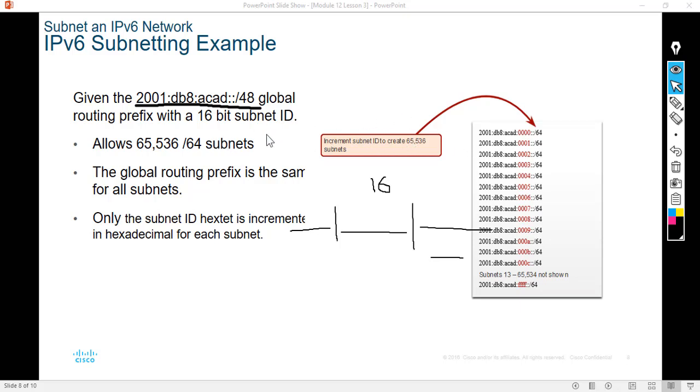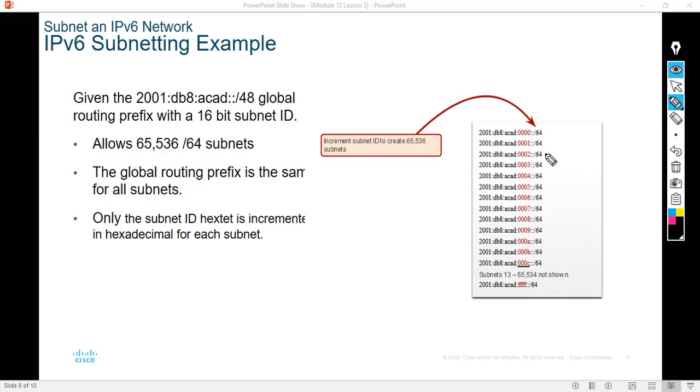When you look at the 16 bits available, that will allow up to 65,000 /64 subnets. So the global routing prefix in this case is the same for all the subnets. Only the subnet ID hextet is incremented in hexadecimal for each individual subnet. Have a look at this diagram. We start off with ACAD:0000, and then we go 0001, 2, 3, 4, and it goes on and on until we get to the part where all the hexadecimal values are F, F, F, F. That's the last, and we stop there. We can't possibly write all of that here. There's not enough space to list 65,000 subnets, but you get the idea.